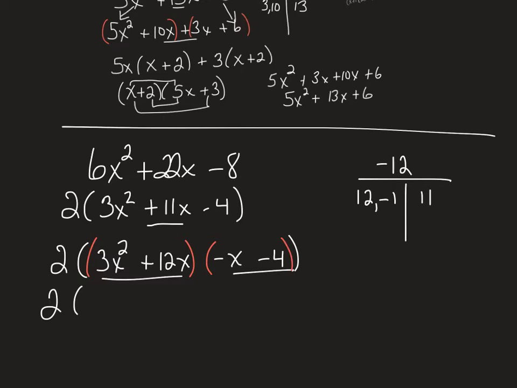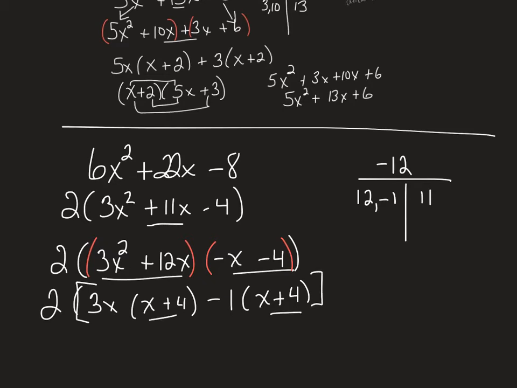All right, so I'm going to take out a 3x, and let me change that to a bracket. And I'll have x plus 4. Now, in the second binomial, I'm going to take out a negative 1. And that leaves me with x plus 4. Because if I multiply negative 1 times x, I get negative x. And negative 1 times 4 gives me a negative 4.